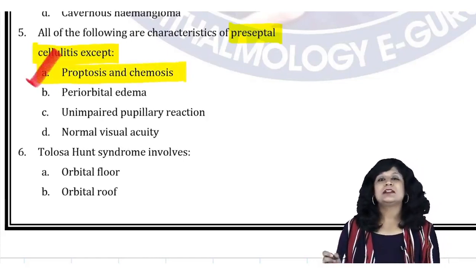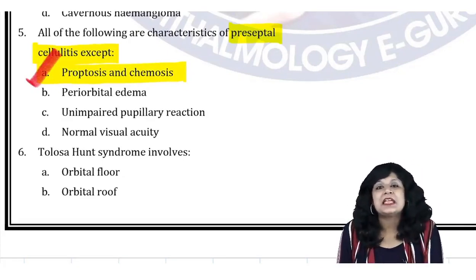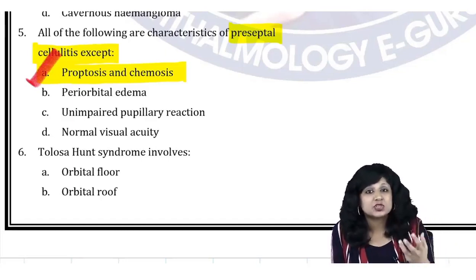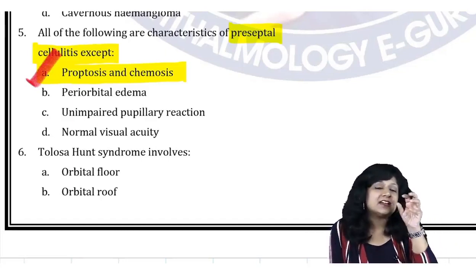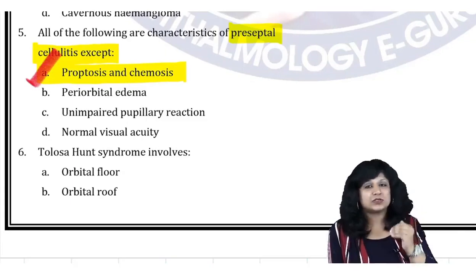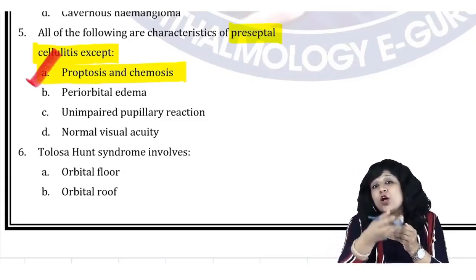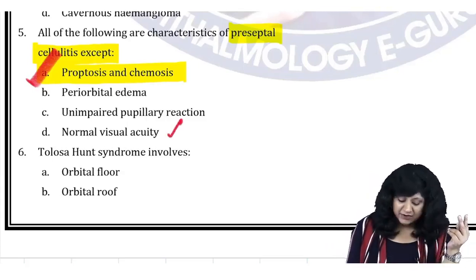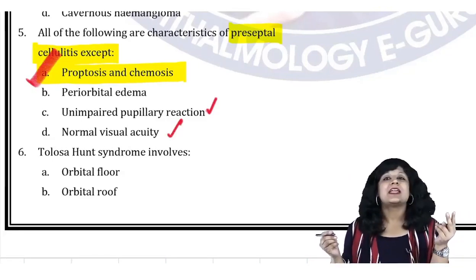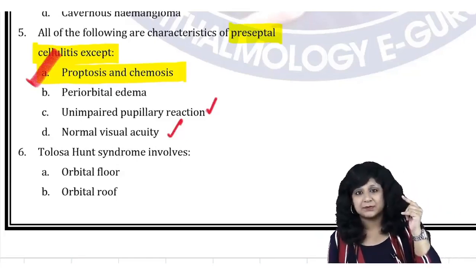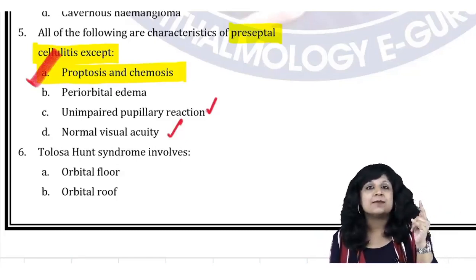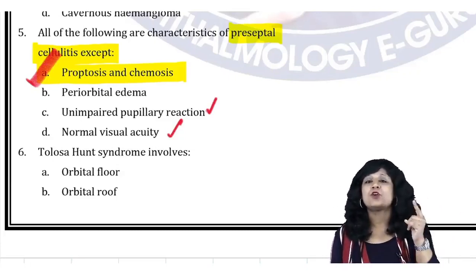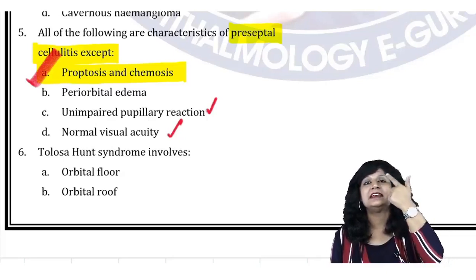First you have to understand what we mean by preseptal cellulitis. There is cellulitis, there is inflammation of the soft tissues anterior to the septum. Now it has not crossed the septum. That is why I will have normal visual acuity, and I will have unimpaired pupillary reaction, because it is not crossing the septum. It is not going to the fibers of the nerves where the muscles are affected. And therefore, I will have just this periorbital edema kind of a thing.